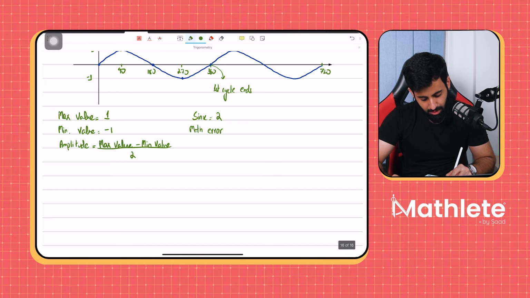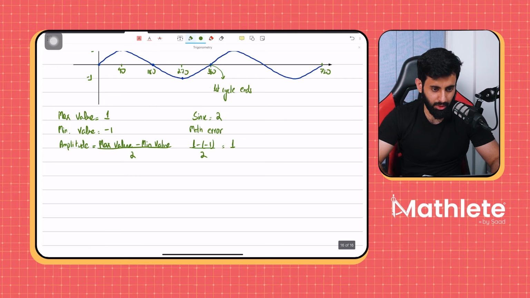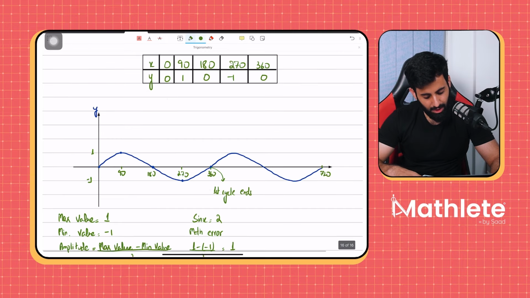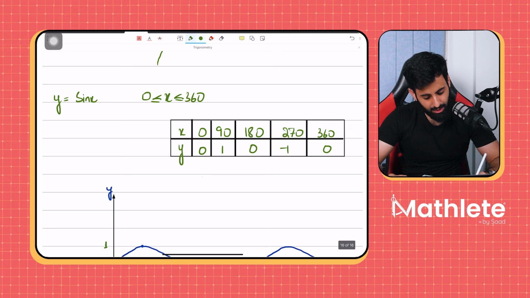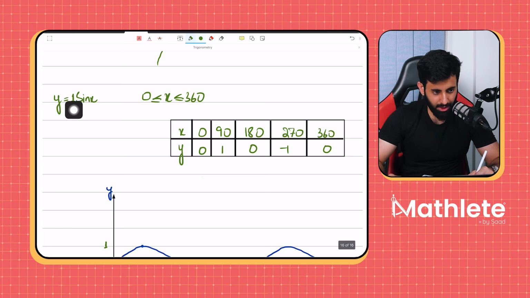So what's the maximum value? The maximum value is 1. What's the minimum value? It's minus 1. Divide that by 2. So what do you get? You get 1. Okay. So the amplitude is equal to 1. And amplitude is also something that can be seen by looking at the equation. It's the constant that is being multiplied by the trigonometric function. Okay, but more about this later.